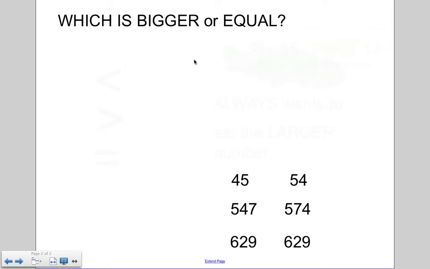Now, what's nice about this particular lesson is I can kind of double up on the grade 2 and 3 lesson because the grade 2s are responsible to learn and work with numbers up to 100, whereas the grade 3s are responsible to work with numbers up to 1,000. But the concepts are the same. It's actually identical in both grades. So really quickly, we're going to look at which is bigger or which is equal.